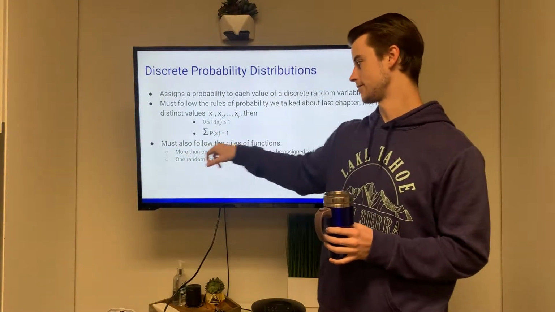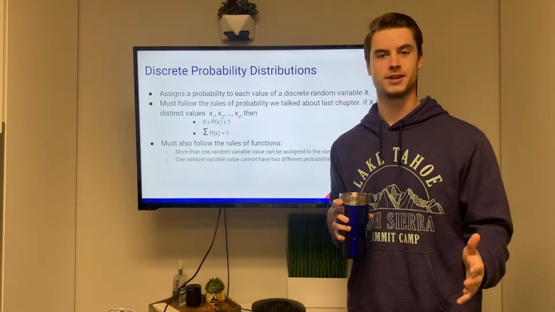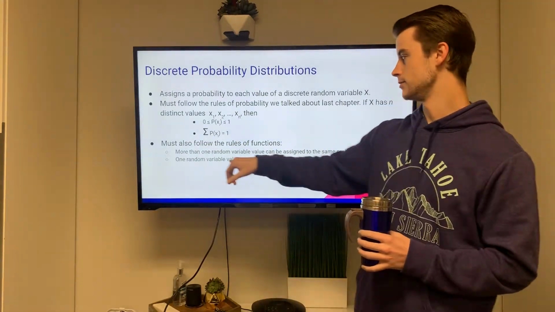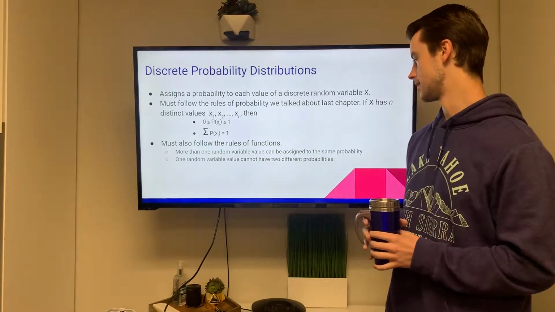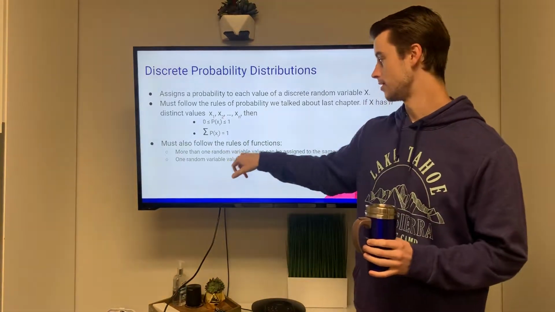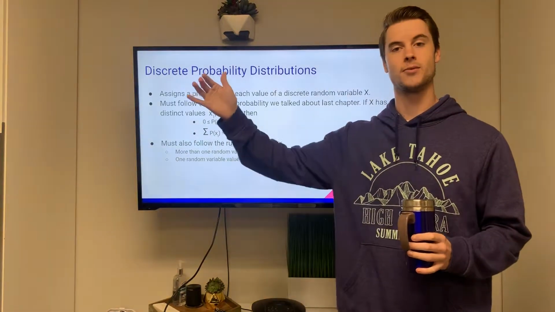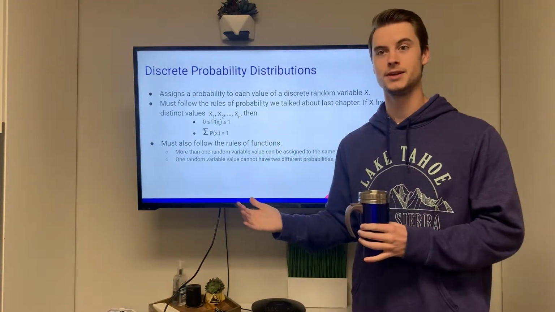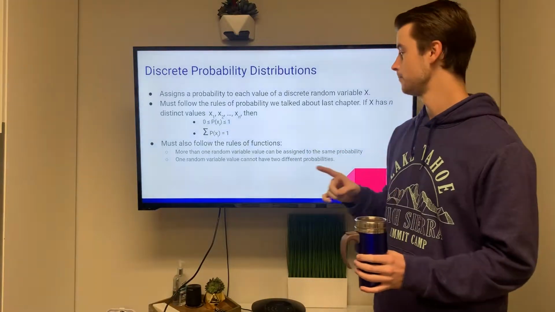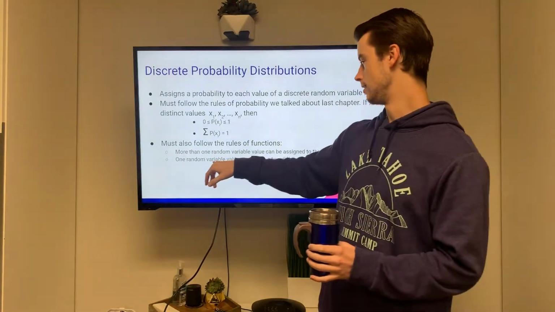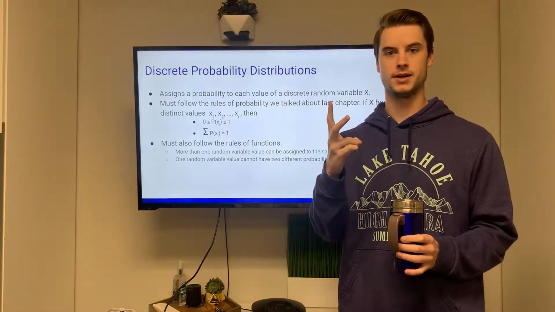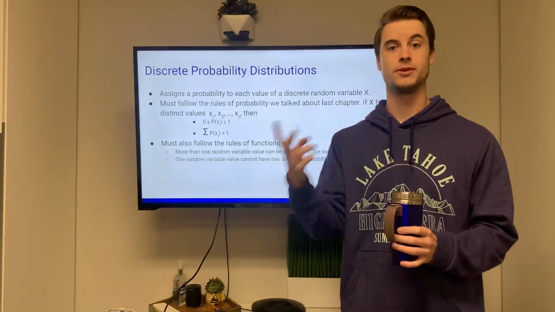And again, we also have to follow the rule of functions. We've all taken math classes. I hope we know the rules of functions, right? You can have more than one random variable value that's assigned to the same probability. So you can have different x values assigned to the same y value, in this case a probability. We can have different x values assigned to the same y value, but we can't have one x value with two different y values or two different probabilities, right?